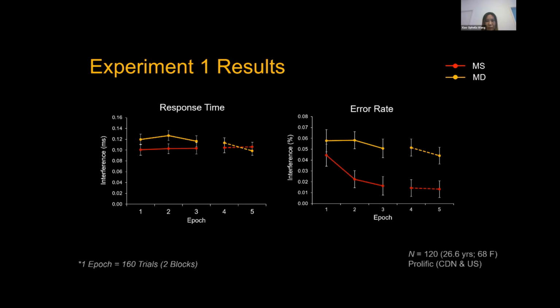If we look at the overall pattern, the results suggest that people in the most dissimilar group will respond faster, but the most similar group makes fewer errors. So would it be that people who are trying to respond faster are just sacrificing their accuracy, or is it the opposite?